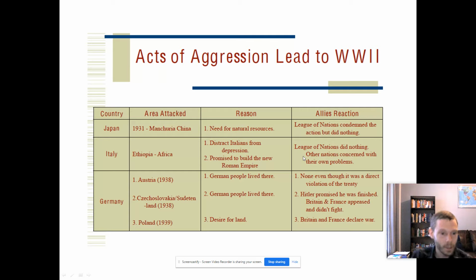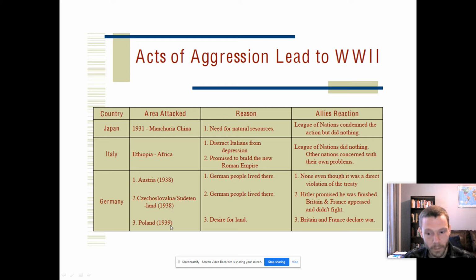Okay, and the Germans, we have three different key events. So there is the annexation of Austria in 1938, the invasion of Czechoslovakia, the Sudetenland, 1938. This is looking at what Hitler called Lebensraum, or living space. They wanted to produce more living space for the German people. And then Poland.